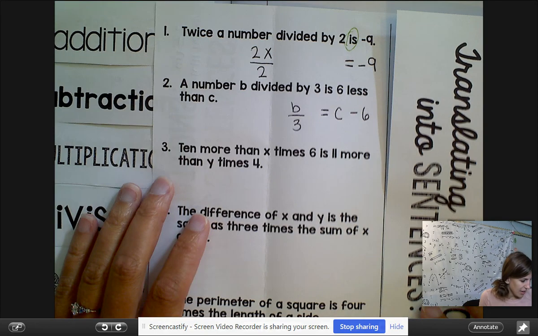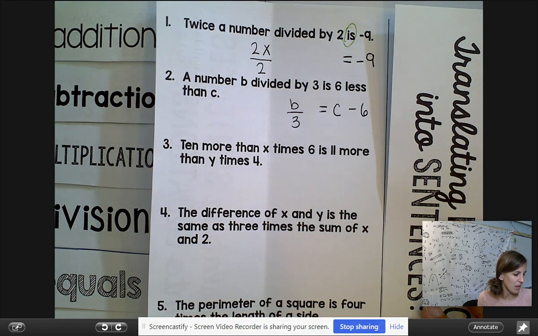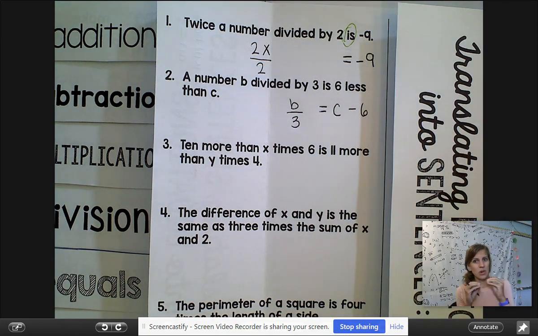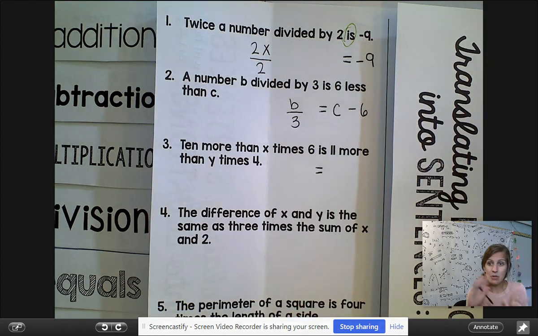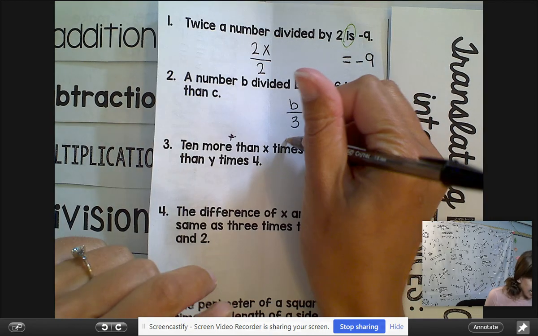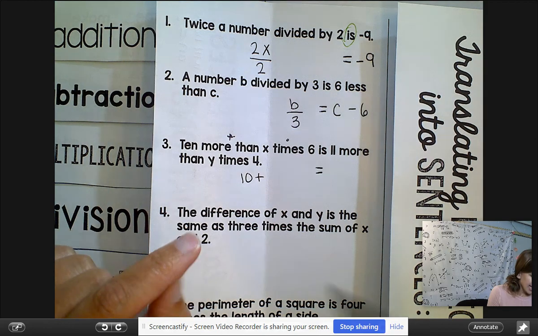Okay, another one. We got 10 more than x times 6 is 11 more than y times 4. So again, I always like to find that "is" word because that's where my equal sign's going. And then I write the things on either side. So what came before the "is" is 10 more than 6 times, oh no, x times 6, I can't read. But "more than" is like that plus, and "times" is like times. So 10 more than x times 6.